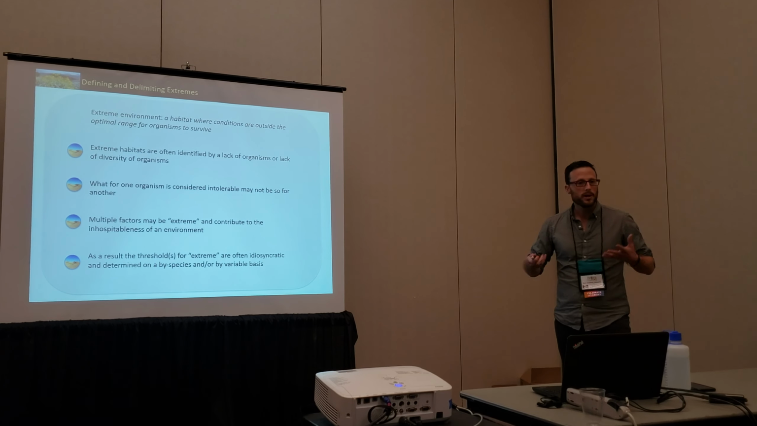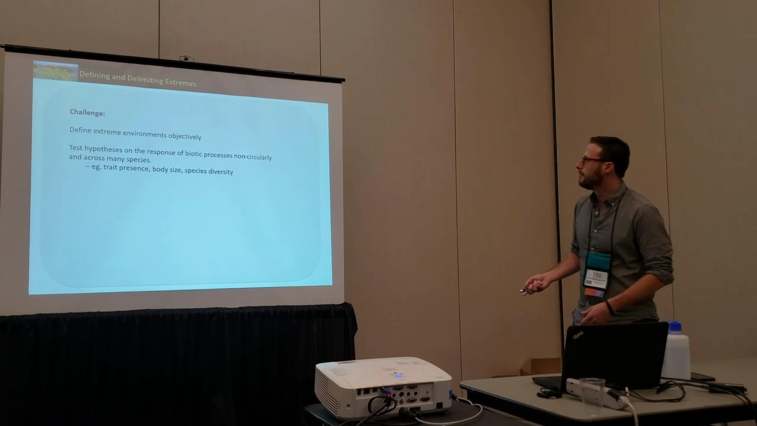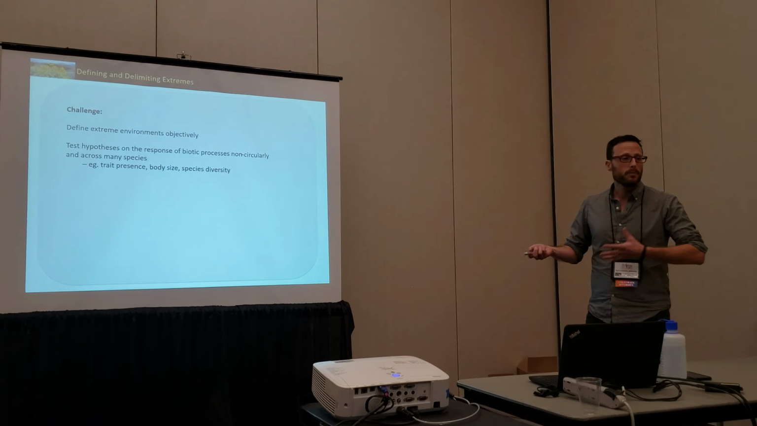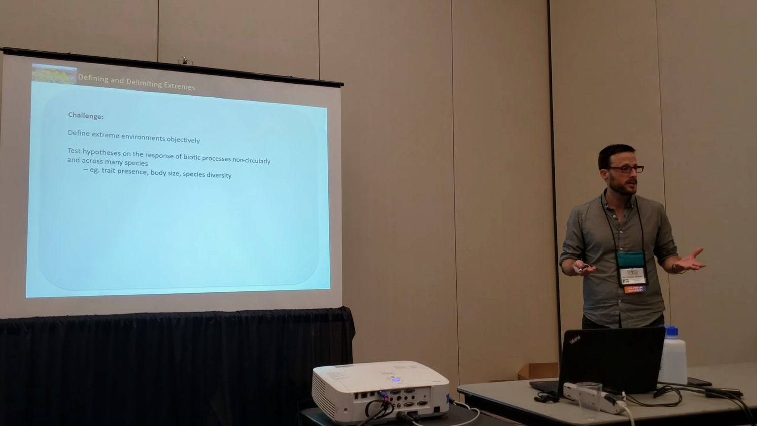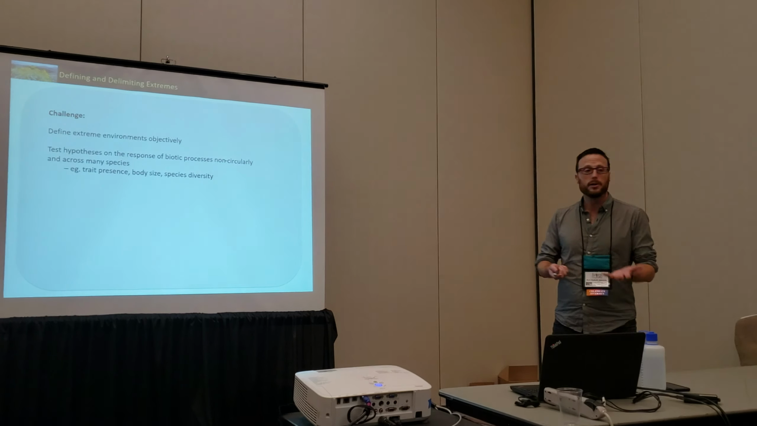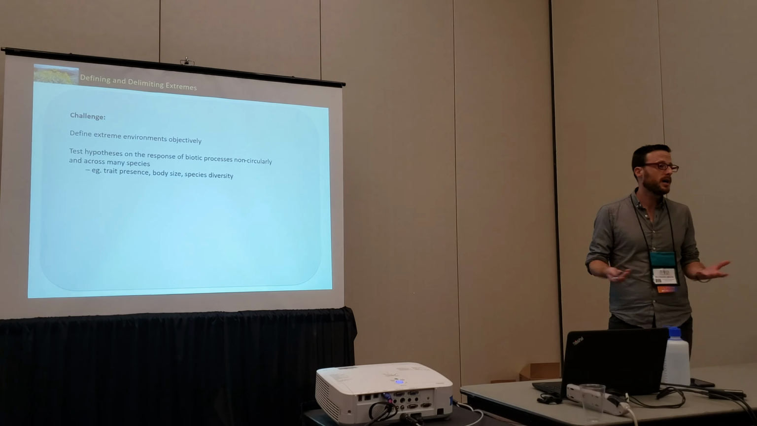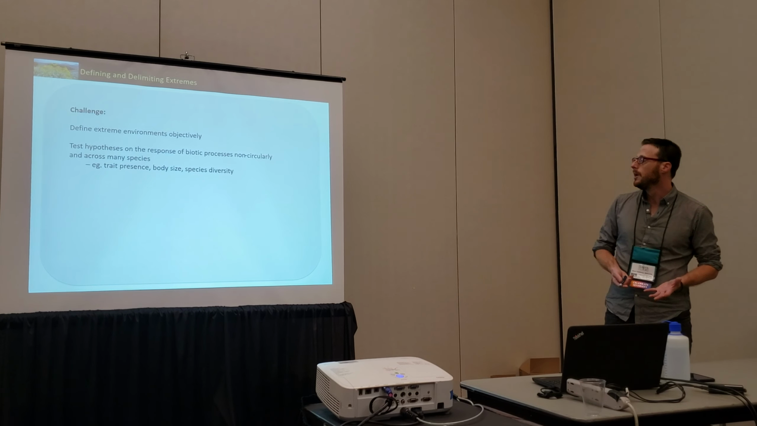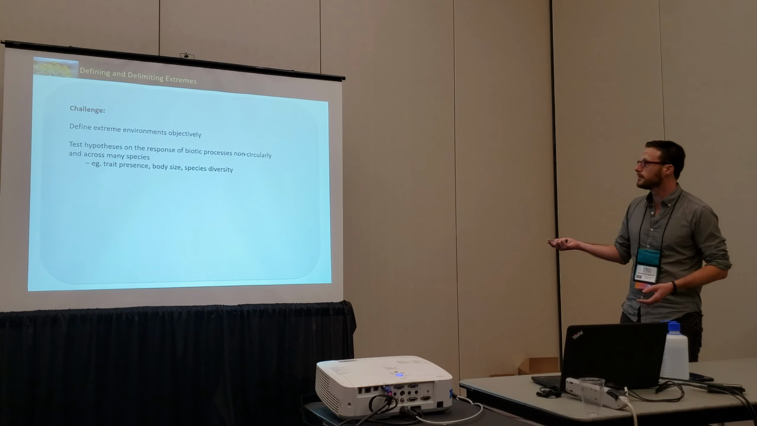And so, trying to tackle this problem, we had to try and come up with a way to sort of define extremes objectively. So, if we could do that, we could then start to test hypotheses of biological processes non-circularly. And so these things could be like whether particular traits are present in extreme environments or not, whether body size, if you're looking at animals, might change as you move into more extreme environments or not, and whether species diversity changes or is different between high extremes and low extremes.